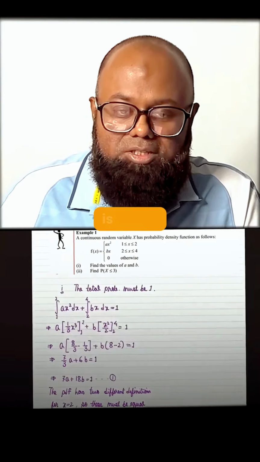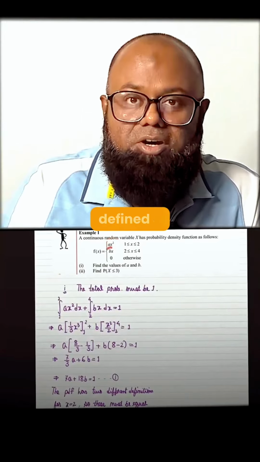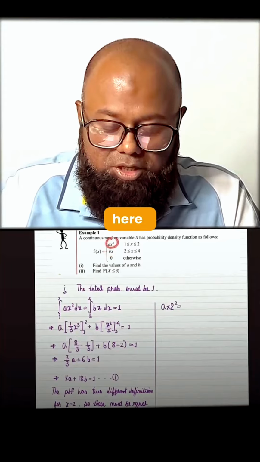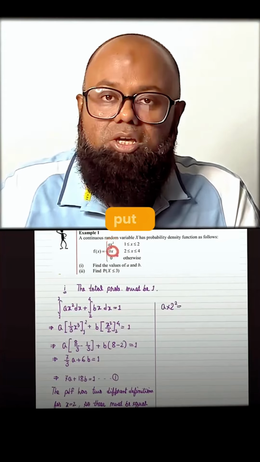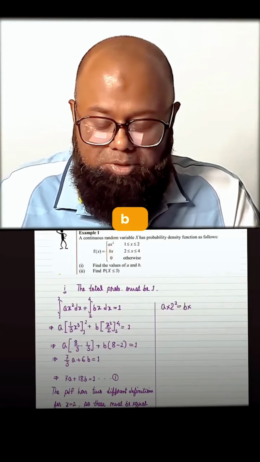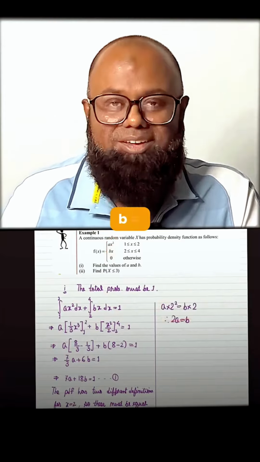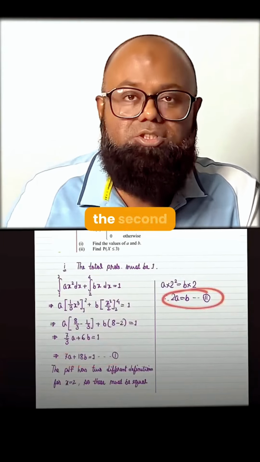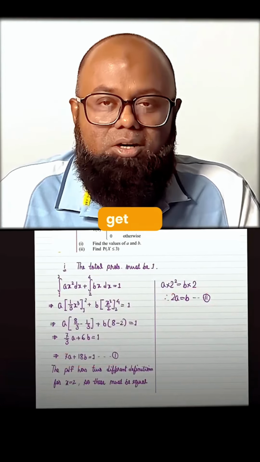The PDF is defined for x equal to 2 here, and it is also defined for x equal to 2 here. So if I put x equal to 2 here, I get a into 2 squared, and if I put 2 here, I get b into 2. These two are equal. So I'm getting b equal to 2a. So I have got two equations, guys. This one is the first and this one is the second equation. By solving these two simultaneously, we will get our values.